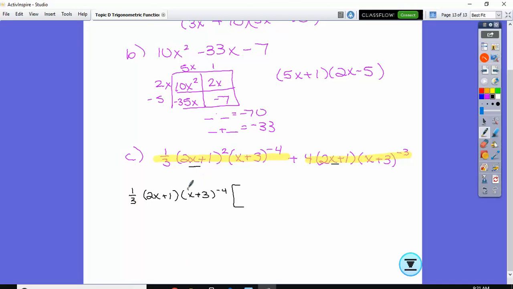Let's see what we have left. Took out the 1/3. I took out 2x plus 1 to the first. So when you factor it out, you subtract those exponents. So 2 minus 1 is just 1 remaining. I took out all of this, so that's gone. Okay, we had 4, and I took out 1/3. When you factor out, it's like dividing. So 4 divided by 1/3. That means 4 times 3/1, so we just get 12.